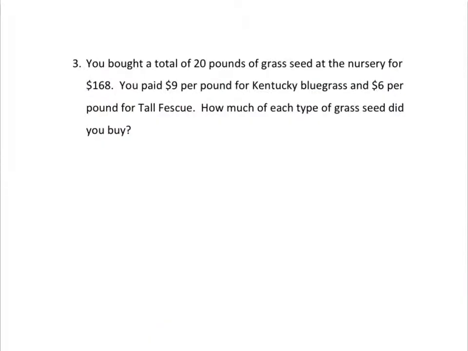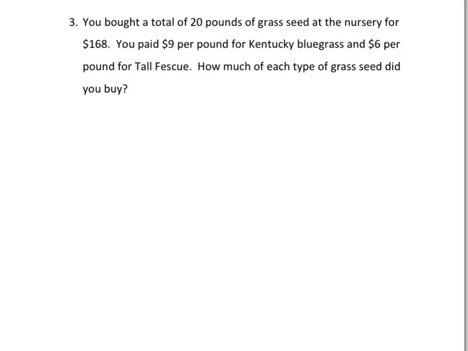So let's apply this idea to a word problem, okay? Another word problem. Obviously, the hardest part about this is setting up our system of equations. So this one says you bought a total of 20 pounds of grass seed in a nursery for $168. You paid $9 per pound for the Kentucky bluegrass and $6 per pound for the tall fescue. Those are types of grass. So you just need to find out how much of each type of grass seed did you buy.